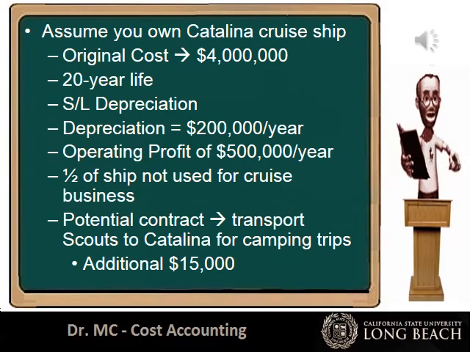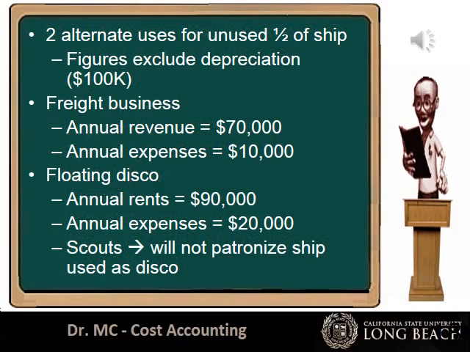Assume that the operating profits from your Catalina cruise business is $500,000 per year. Assume that only the top half of the ship is used for the Catalina cruise business, and the bottom half is unused. Also assume that you are considering entering into an agreement with the Boy and Girl Scouts to take scouts on camping trips to Catalina, which will bring in an additional $15,000. You are trying to decide what to do with the unused bottom half of the ship. The figures shown do not include half of the depreciation expense, which is $100,000.